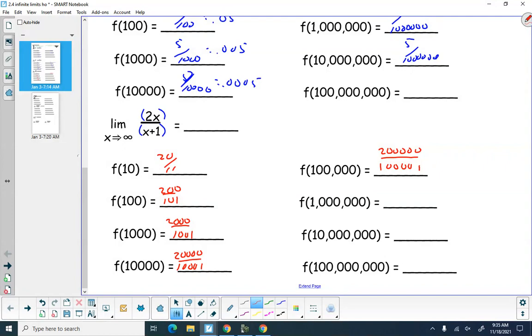As we get bigger and bigger and bigger, what is our Y value getting closer to? A value of 2. I have 2 over 11, 20 over 11, I have 200 over 101, we have 2,000 over 1,001, we have 20,000 over 10,001, we have 200,000 over 100,001. So the value that we are getting closer and closer to is a value of 2.